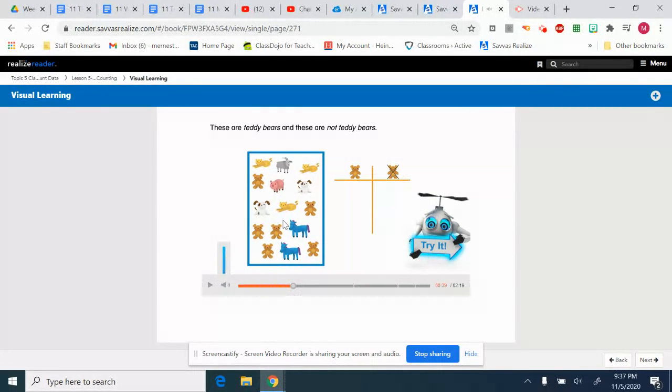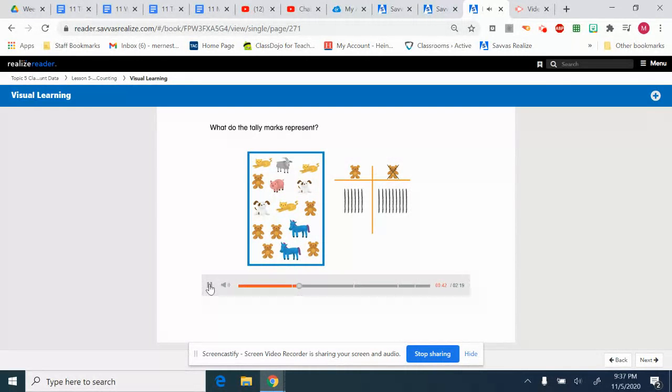All right, we're going to count the teddy bears, then we're going to count the not teddy bears. So let's count our teddy bears first. They're going to do this with us, but we'll do it first. 1, 2, 3, 4, 5, 6. If I had a pen, I'd put a 6 there. Let's count the other ones now, the ones that are not teddy bears. 1, 2, 3, 4, 5, 6, 7, 8, 9. So are there more teddy bears or more that are not teddy bears? I bet you know the answer.